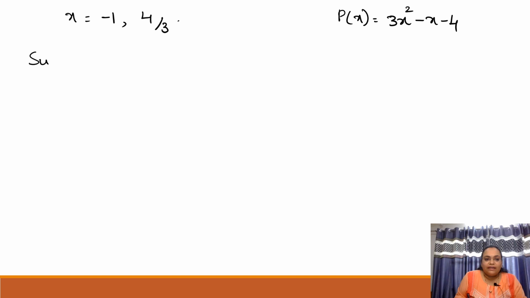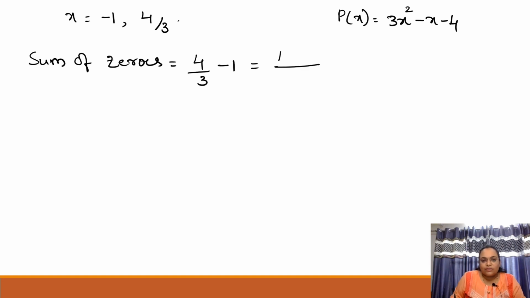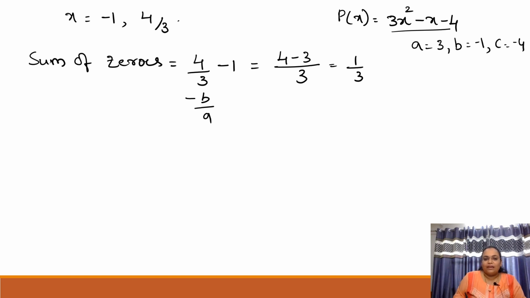First we will find the sum of zeros. Sum of zeros is equals to 4 by 3 plus minus 1, which is minus 1, right? This will be 4 minus 3 by 3, which is 1 by 3, right? What is the sum of zeros? Sum of zeros is minus b by a. Okay, so from this polynomial, what is a? A is equals to 3, b is equals to minus 1 and c is equals to minus 4, right?